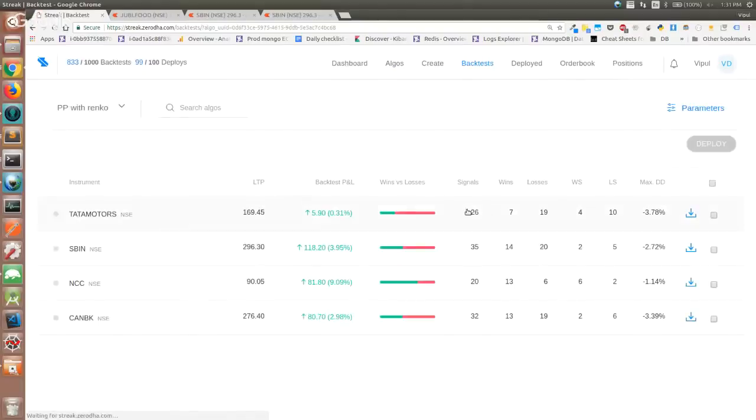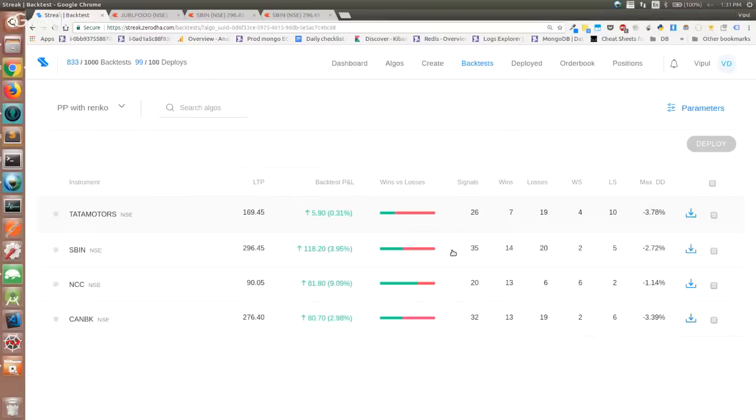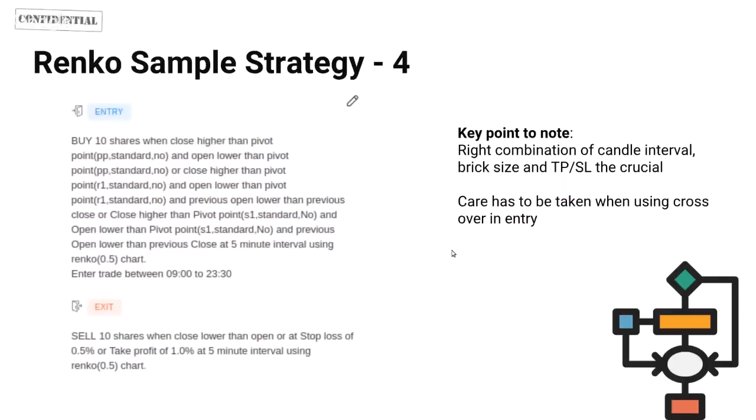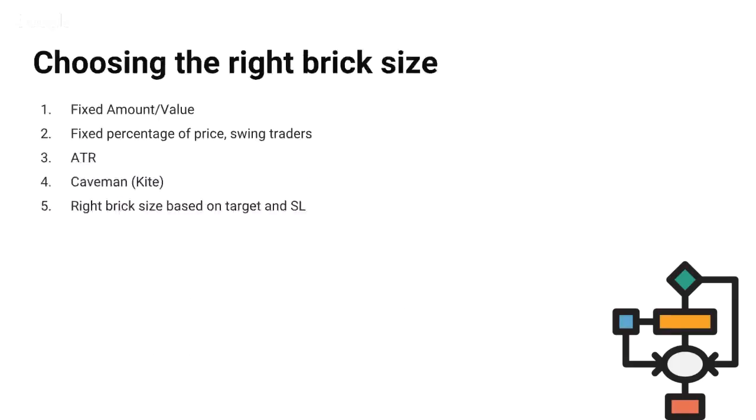It didn't perform as well as other Renko strategies were performing with Tata Motors, and other things were somewhat there. But again, I wanted to cover, at least at a high level, all the kinds of strategies that can be built with Renko, right? Now that we have covered the 4 categories, price action, momentum, trend, and support and resistance and zone strategies, in each one we'll have a dedicated webinar talking about each strategy in depth and why they are built the way they are built, right?